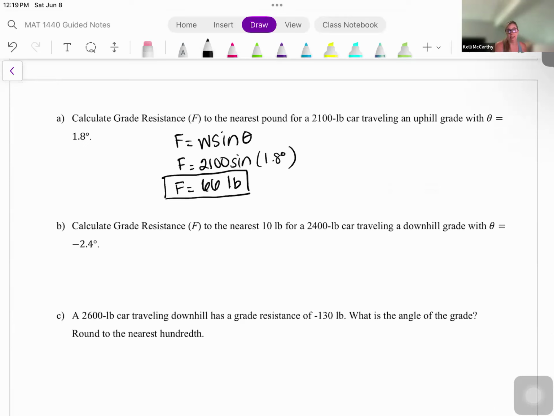Calculate the grade resistance to the nearest 10 pounds. So we want to be careful here. Our rounding has changed a little bit. For a 2,400-pound car traveling a downhill grade with theta equals negative 2.4. So F is equal to W times sine of theta. Our grade resistance is equal to the weight of the car, 2,400 pounds, times sine of negative 2.4 degrees.